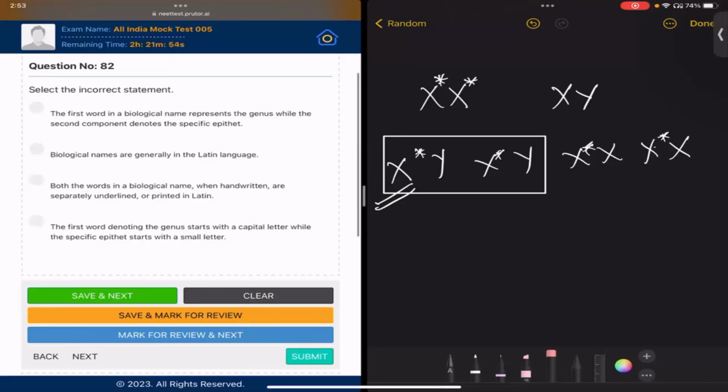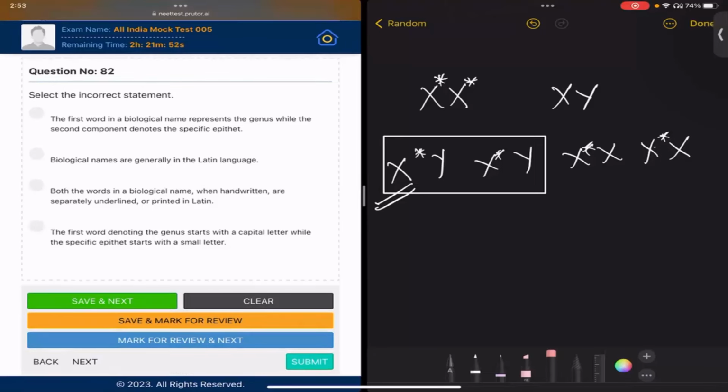Select the incorrect statement. The first word in a biological name represents a genus, while the second component denotes a specific epithet. सही है. Biological names are generally in the Latin language. Both the words in a biological name, when handwritten, are separately underlined or printed in italics. Okay, this is also correct. The first one represents genus, second, specific epithet. Latin.